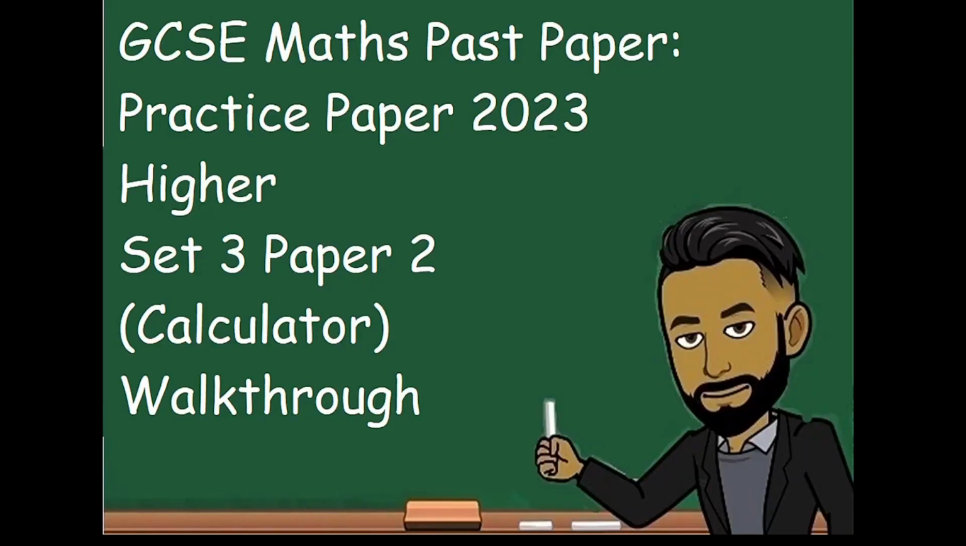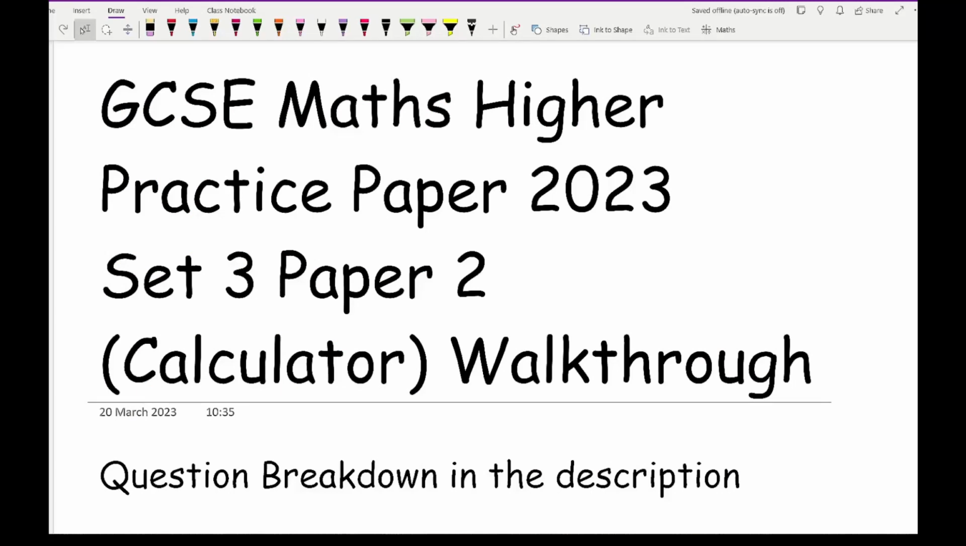So welcome everybody to this latest video on 162 Maths, and in this video we'll be going over the GCSE Maths Higher Practice paper of 2023, Set 3, Paper 2, which is the calculator paper. Now as always I'll include a question breakdown in the description below so you can see which question refers to which topic. So let's get started on this GCSE Practice paper of 2023, Set 3, Paper 2, which is the calculator paper on the higher tier.